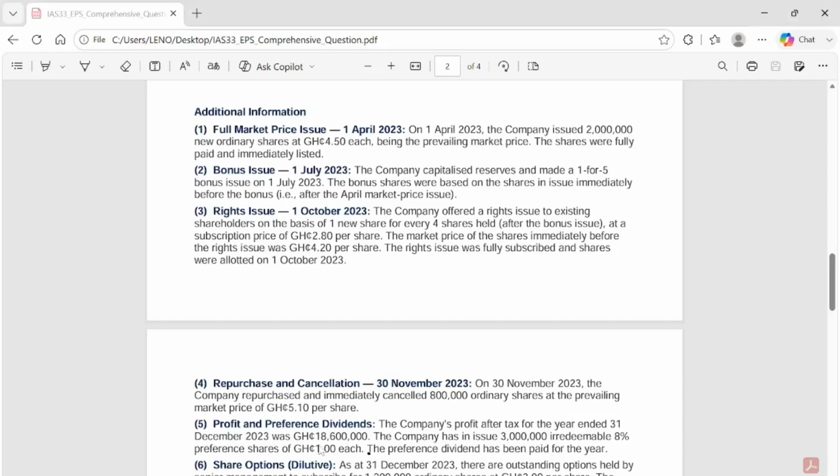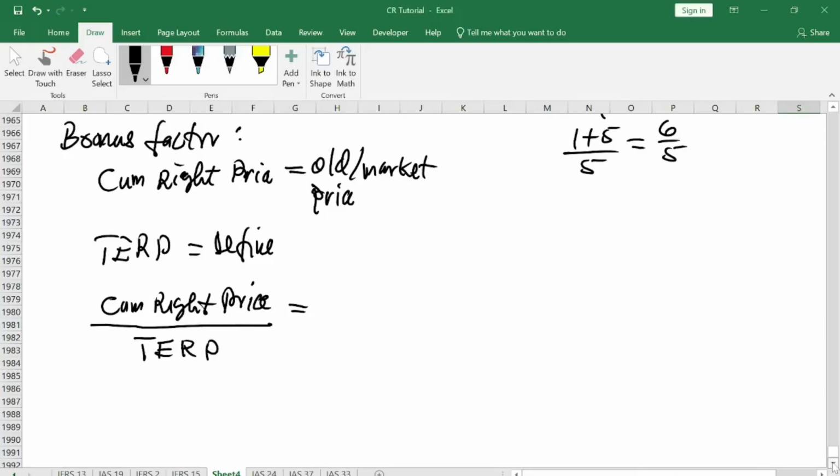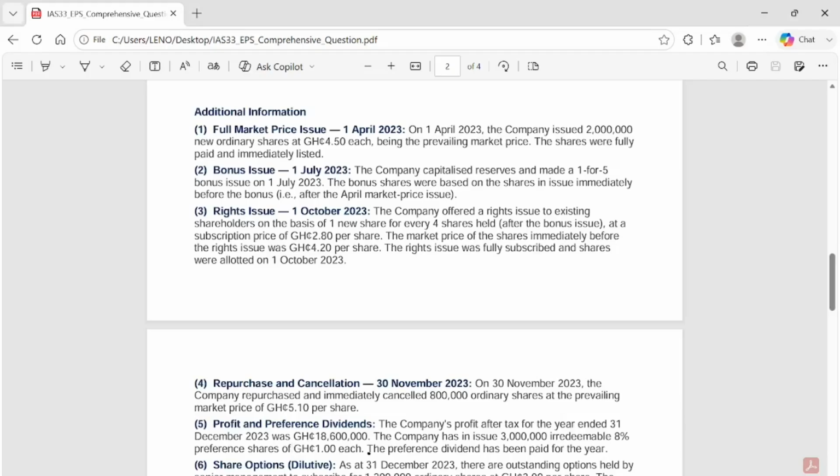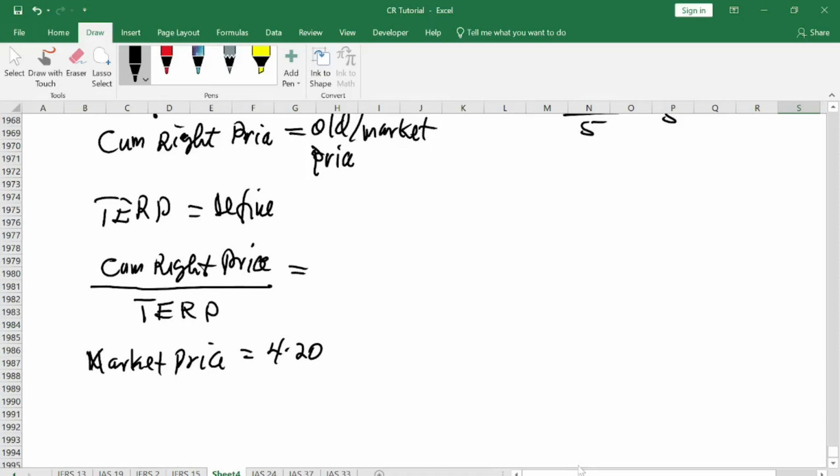Now let's go into the question. The right issue has a subscription price of 2 cedis, so they are giving the people 2 cedis for the right issue, and the market price before the right issue was 4 cedi, 20 pesewas. So you have your market price of the share before the right issue, 4 cedi, 20 pesewas, and then the right issue price, which is 2 cedi, 80 pesewas. What they mean is that the existing shares are bought at 4 cedi, 20 pesewas, but the right issue is offered to the existing shareholder at 2 cedi, 80 pesewas.